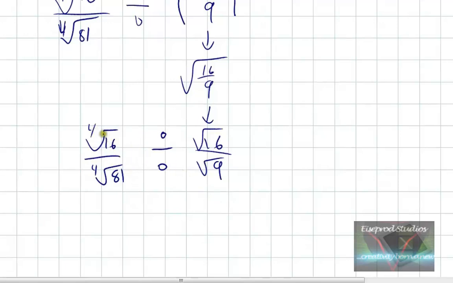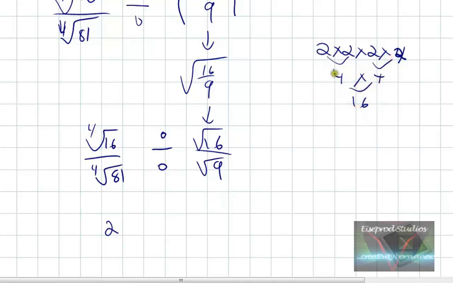So the fourth root of 16 is 2, and that's because if I were to take the number 2 and multiply it by itself 4 times, I would get 2 times 2 is 4, and then 4 again, and when I multiplied these, I would get 16. So there's that one, and then the fourth root of 81 is 3, because 3 times itself 4 times is also 81.